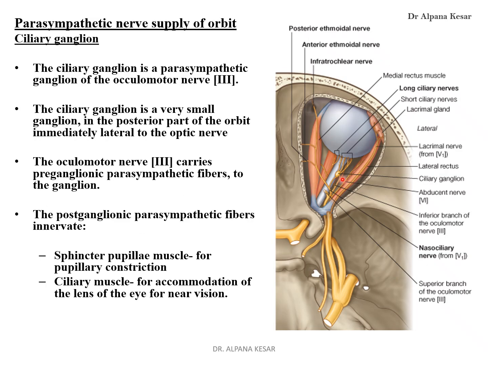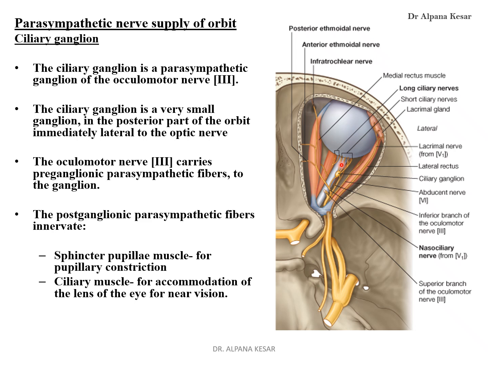Parasympathetic nerve supply of the orbit is by the ciliary ganglion. This is the ciliary ganglion. It is a parasympathetic ganglion of the oculomotor nerve, which is the third cranial nerve. The ciliary ganglion is a small ganglion present in the posterior part of the orbit immediately lateral to the optic nerve. This is the optic nerve.